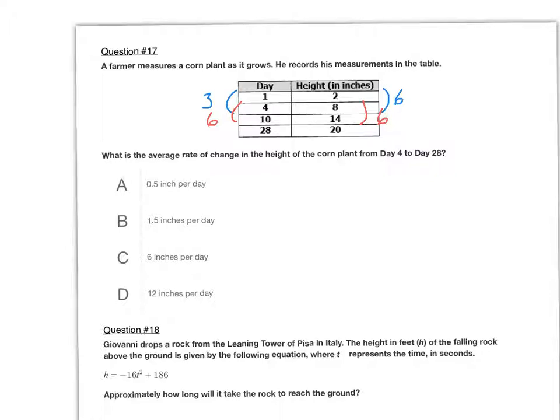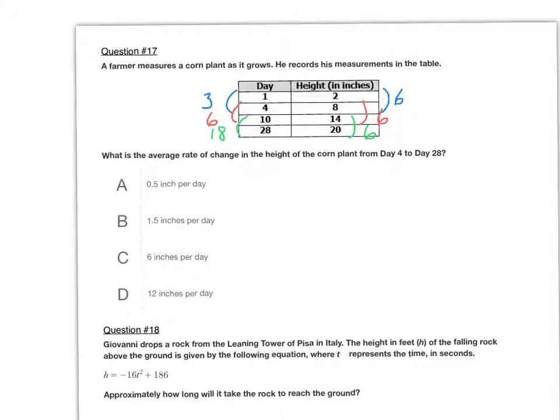And then from 10 days to the 28th day, that's a difference of 18. And then from 14 to 20, we have another 6 inches. So as the days are increasing, and not by a constant amount, 3, 6, 18, the height is increasing by a constant amount of 6 inches.